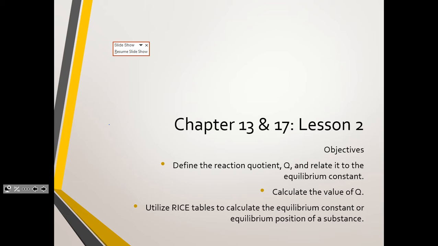In this video we're going to cover the reaction quotient and relate that to the equilibrium constant, and then we're actually going to practice by calculating the value of Q, and then we're going to utilize R.I.C.E tables in order to calculate equilibrium constants or the equilibrium concentrations.